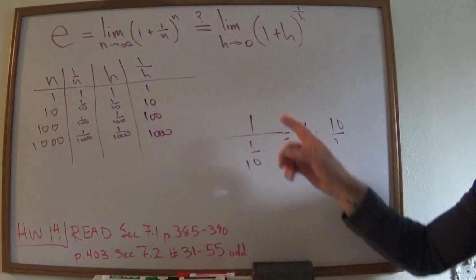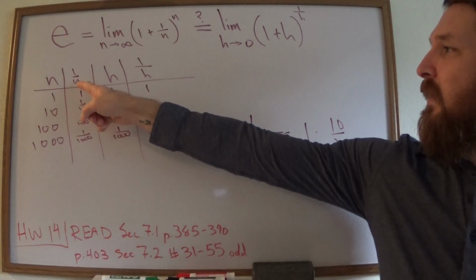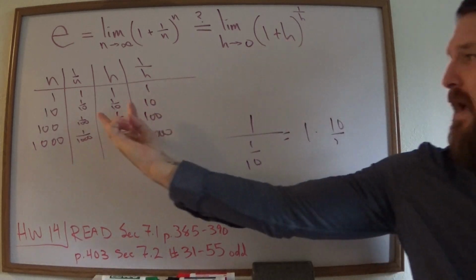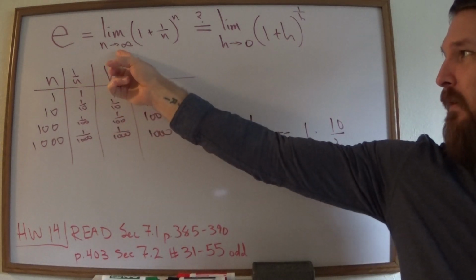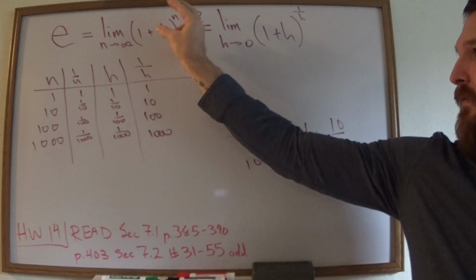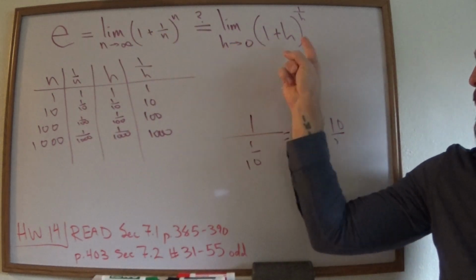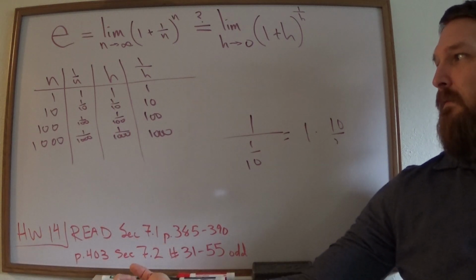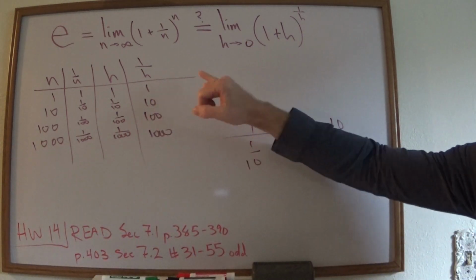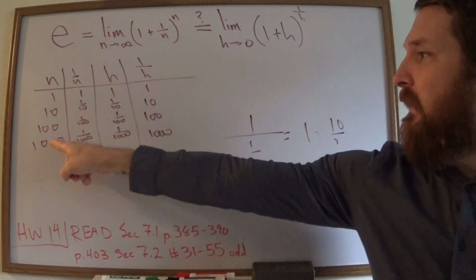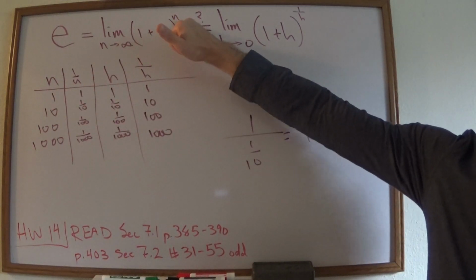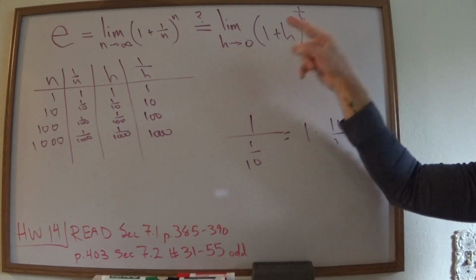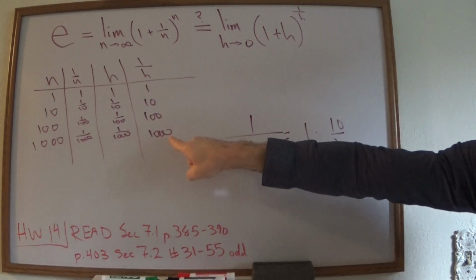And we can see that whenever 1 over n is what h is, those two match up. As you make n bigger, this gets really, really small. As you make h smaller, this gets really, really small. They go through the same values eventually. Ditto, as n gets really, really large, this exponent gets really, really large. And same thing here: as h gets really, really small, 1 over h gets really, really large.